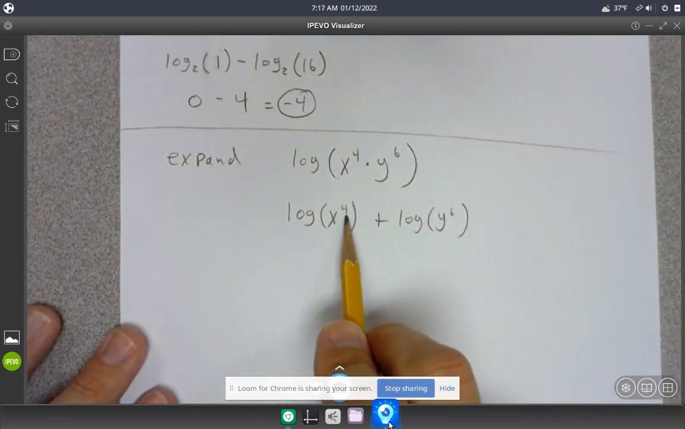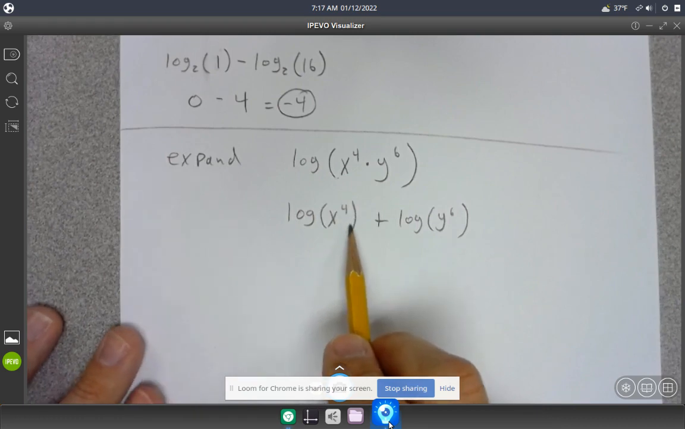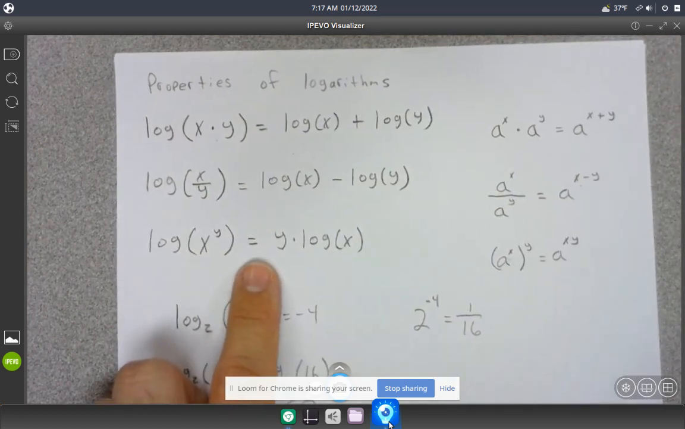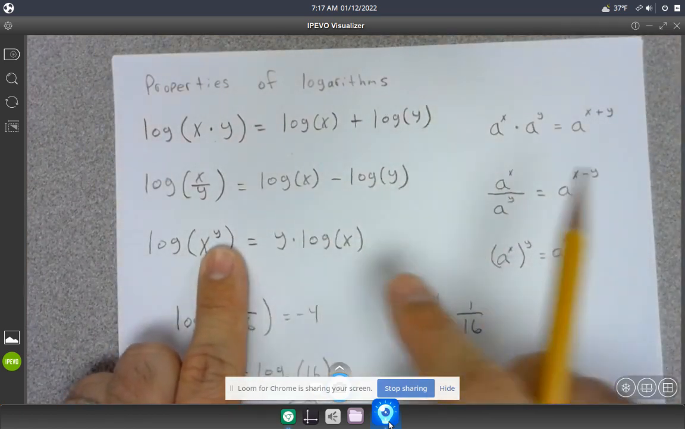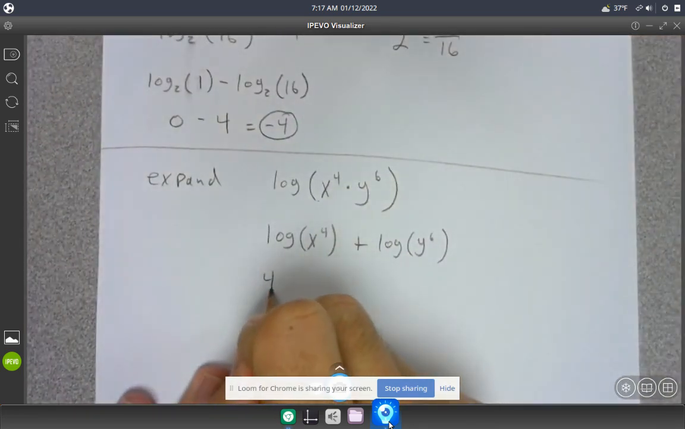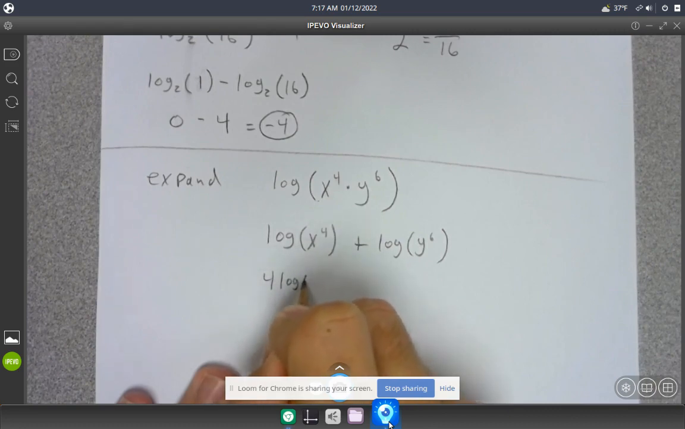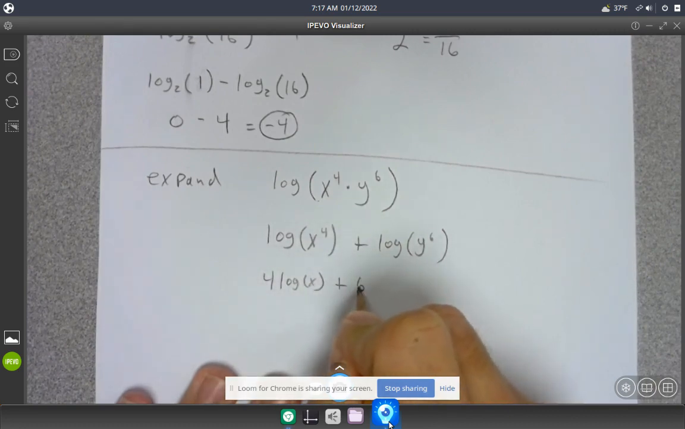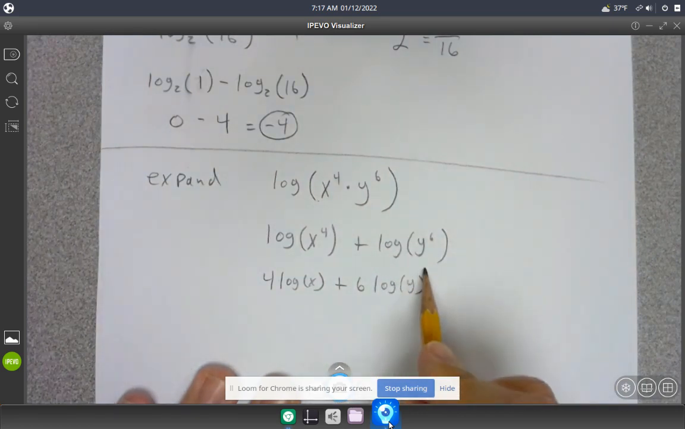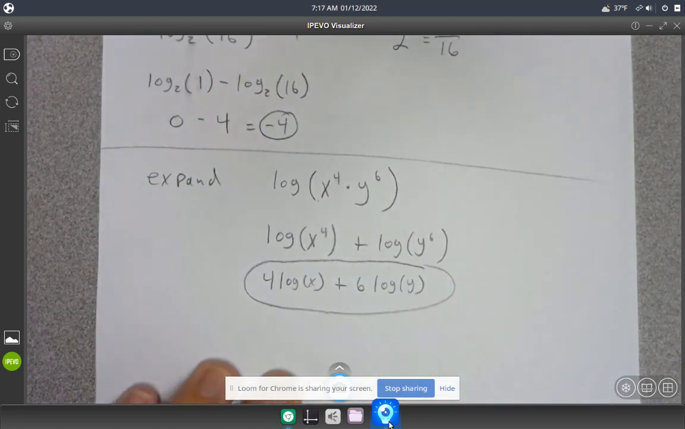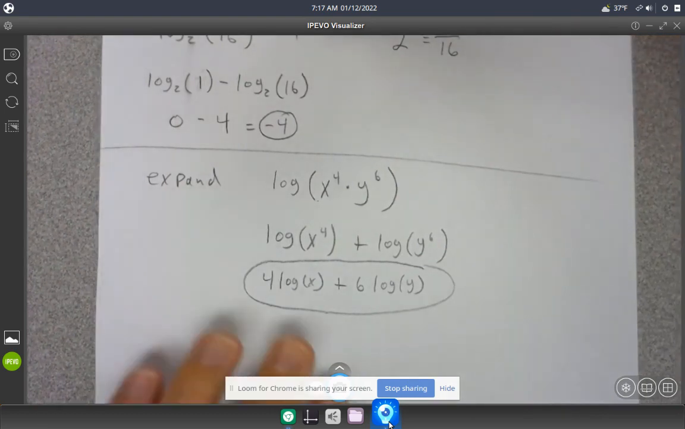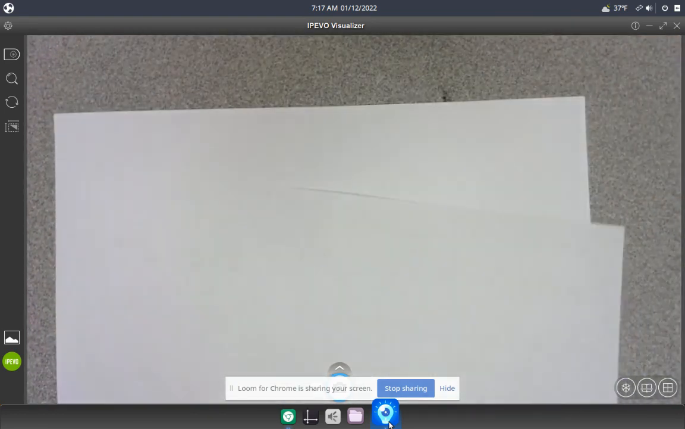And then because we have an exponent, which is repeated multiplication, I'm going to use that power rule here. I'm just going to take my exponent and it gets put out front as a multiplication. So this one is going to equal 4 times the log of x plus 6 times the log of y. I've expanded my logarithm out. Instead of having just one logarithm, now I've got two. Let's do that for a couple more of these.